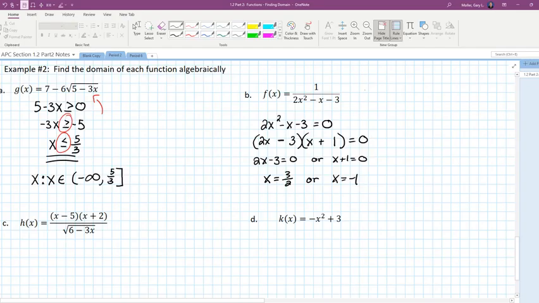So what's my domain? All of the x's in the region. Let's see. So negative infinity all the way to negative 1, not including. I'm going to pick things up at negative 1, union, negative 1, and when am I going to stop? I can't use 3/2, but then I can use everything bigger than 3/2. All right.